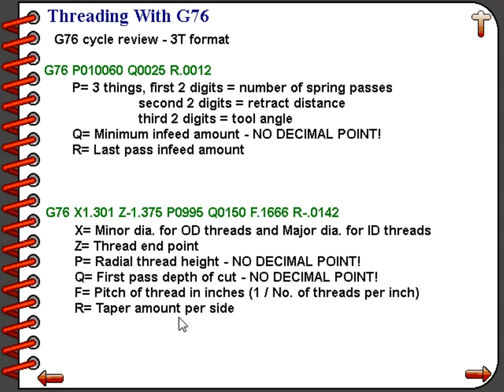R would be our taper amount per side for a tapered thread. To get the thread to be smaller at the front of the part, we would use a negative R word. To get the thread larger at the front of the part, we would use a positive value for the R word.